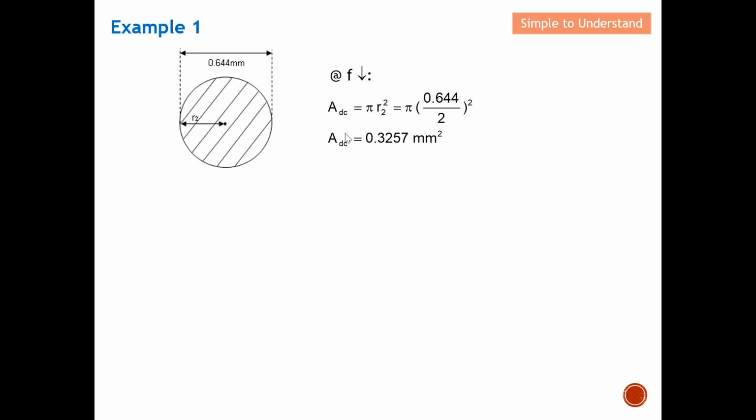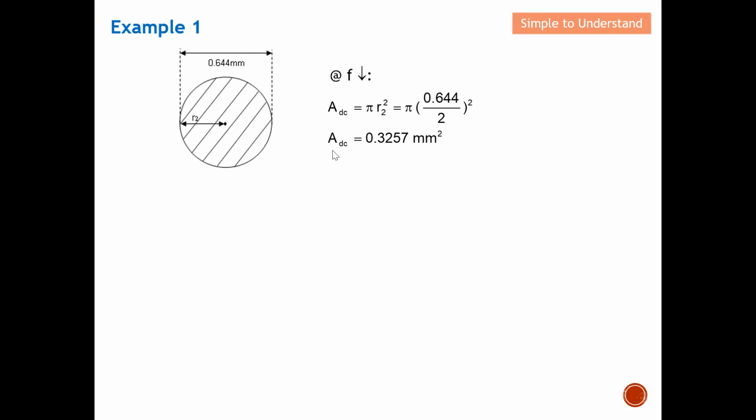In order to find the area under the DC, we simply find the shaded region of this conductor, which is governed by this equation, pi r squared. This pi r squared lets us find the area of a circle. Remember, on this AWG 22, we obtained a diameter of 0.644 millimeter. How can we get the radius? Simply divide by 2. From here, I can calculate that the area under the DC is 0.3257 millimeter squared. So this is what we get for the DC area.